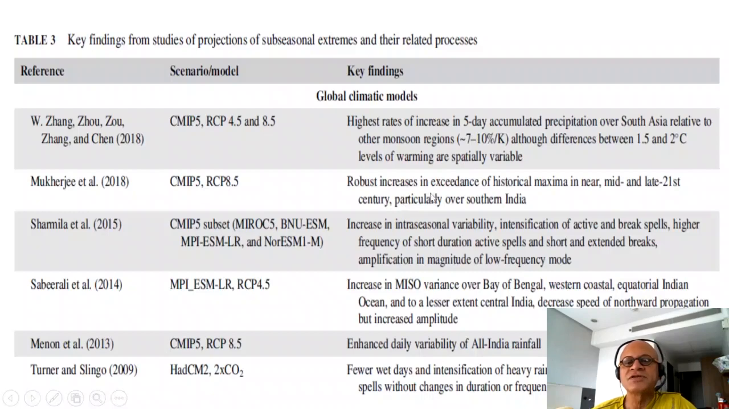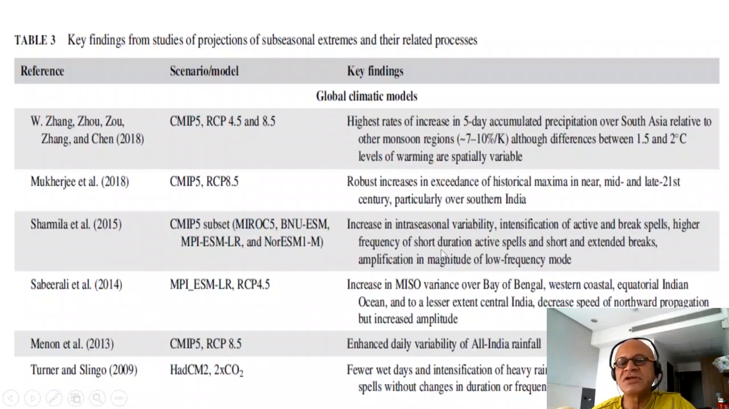This paper concludes robust increases in exceedance of historical maxima in near, mid and late 21st century, particularly over southern India, which is peninsular India. So they are looking at a different metric and looking at near-term, mid and late century projections. It does matter because there is some evidence that the near-term projections are more related to model uncertainties, whereas longer-term, late 21st century projections are more related to scenario uncertainties. I will say that, but you can look up the details.